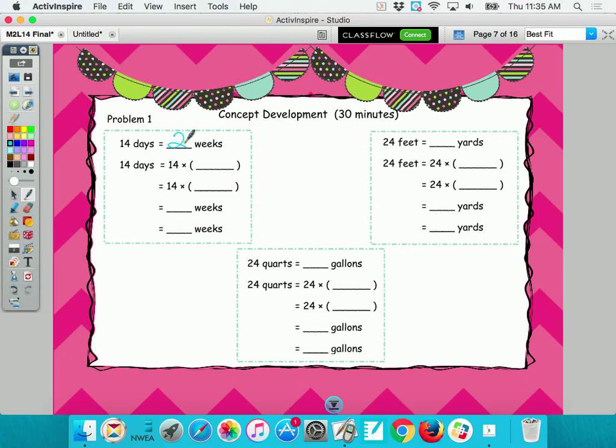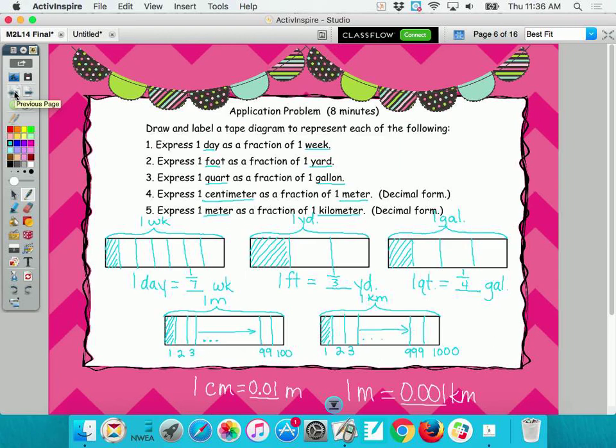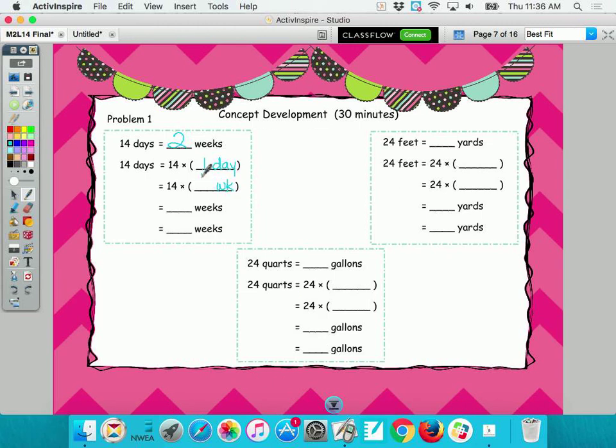But how does this look with our previous strategy? Okay, so 14 days is the same thing as 14 copies of one what? 1 day. Which we already know 1 unit is going to have the same label, right? So now we've got to figure out, how many weeks is 1 day? 1/7. You're right. We just did it back here, didn't we? 1 day equals how many weeks? 1/7. Right. So that's why I said that's going to be a resource page for you if you need it.